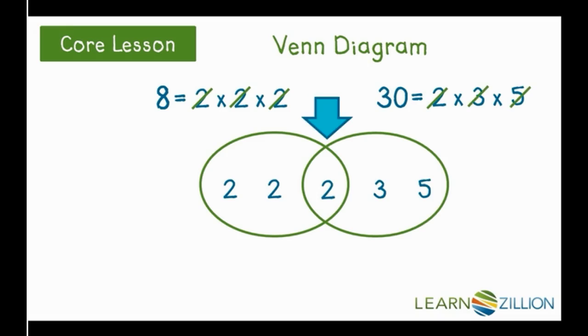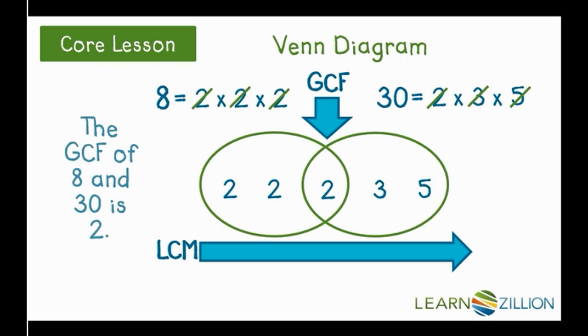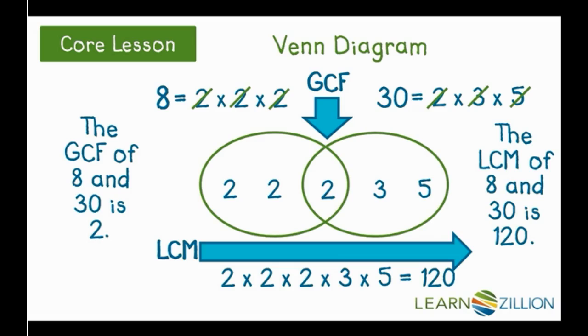When I look straight down the center, I know that that is my greatest common factor, the largest factor that both numbers share. When I multiply straight across, I'm finding the least common multiple. So I have 2 times 2 times 2 times 3 times 5. That gives me an LCM of 120.